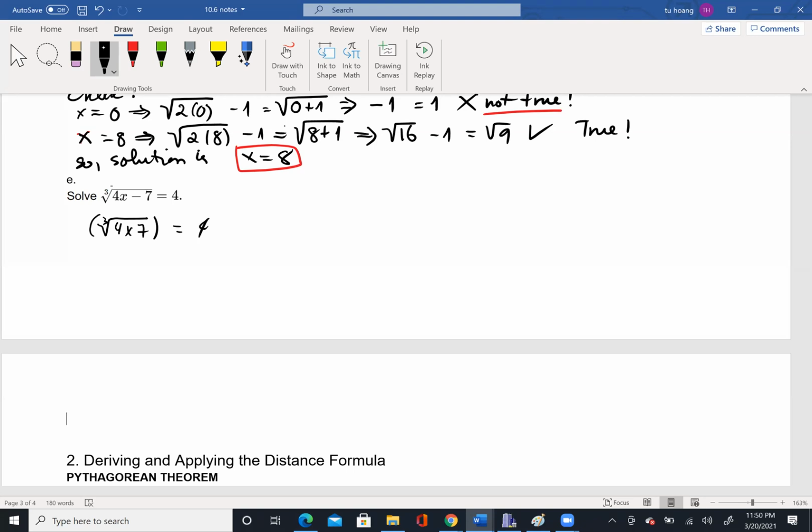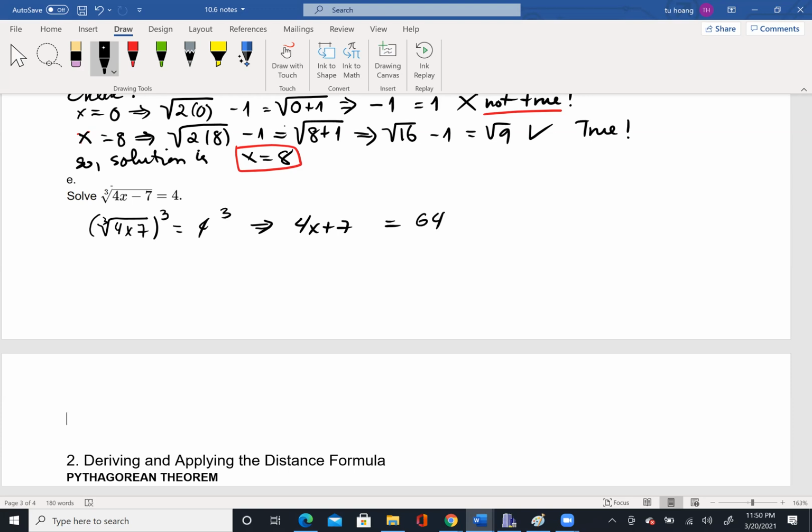And I'm going to do the power of 3 on both sides. The left hand side becomes 4x minus 7. The right hand side becomes 4 to the power 3. So what is that equal to? Use a calculator, and you will have 64.